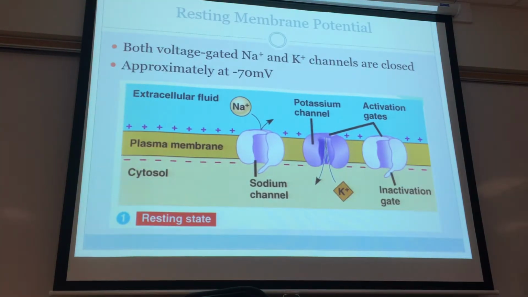So the next couple slides are going to take you through, and my entire aim here is to just show you the opening of the voltage-gated channels. The first of which we're looking at, again, is that voltage-gated sodium and voltage-gated potassium channels are closed at rest.